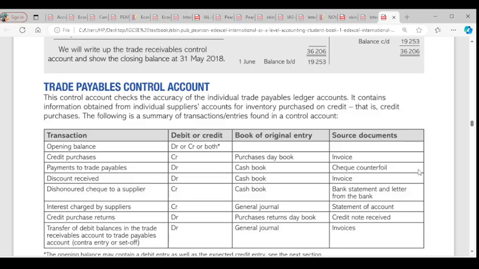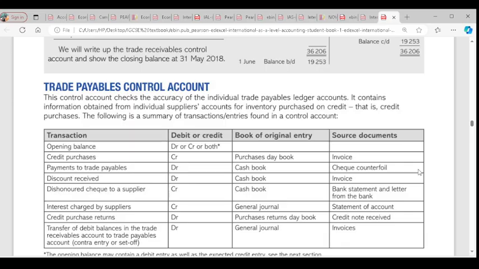Then we have transfer of debit balances in the trade receivable account to trade payables. That is called set-offs. There are some situations whereby the buyer will also be the seller. Like I'm buying from you and at the same time I'm selling to you. So that means we might as well use trade. We call it set-off.